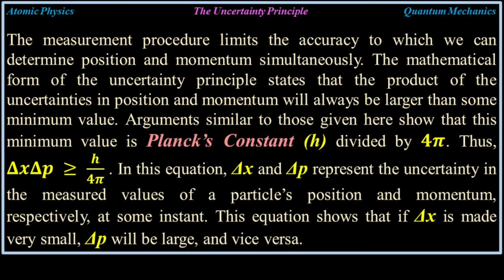The measurement procedure limits the accuracy to which we can determine position and momentum simultaneously. The mathematical form of the uncertainty principle states that the product of the uncertainties in position and momentum will always be larger than some minimum value. Arguments similar to those given here show that this minimum value is Planck's constant divided by 4π. Thus, Δx times Δp is greater than or equal to h over 4π. In this equation, Δx and Δp represent the uncertainty in the measured values of a particle's position and momentum, respectively, at some instant. This equation shows that if Δx is made very small, Δp will be large, and vice versa.